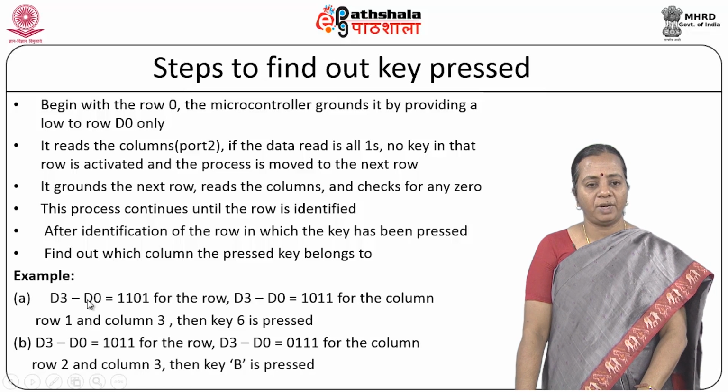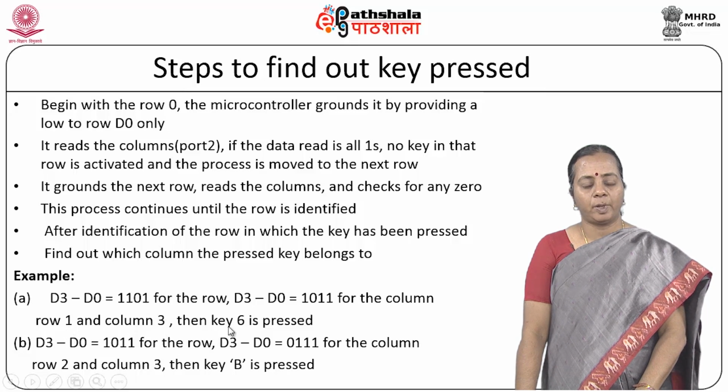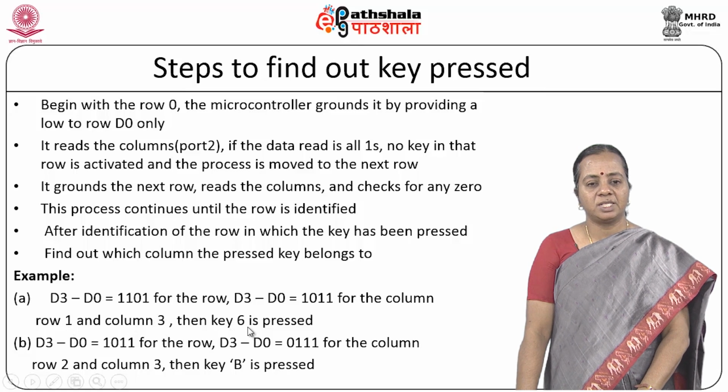So, an example is, if I find that D3 to D0 is 1101, then I will say that D1 is the place where the row is pressed. D3 to D0 with the column, if this is 0, then row 1 and column 3 is pressed. So, I can identify that key 6 is pressed.